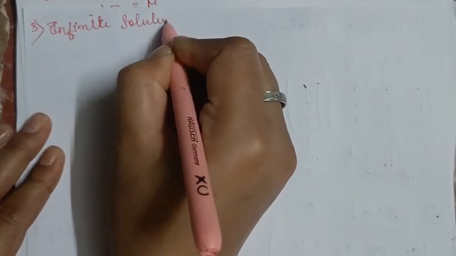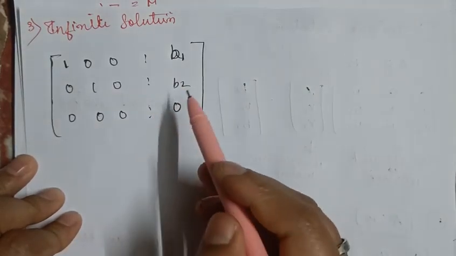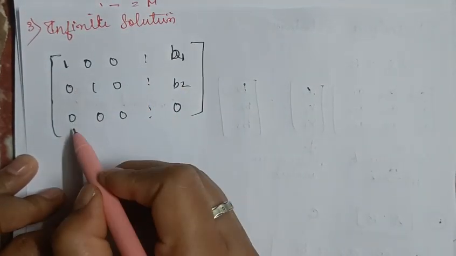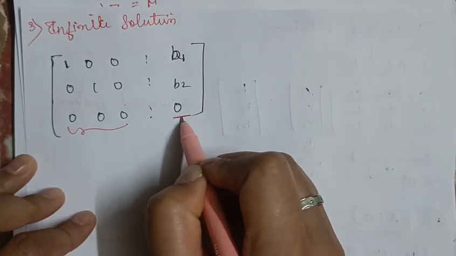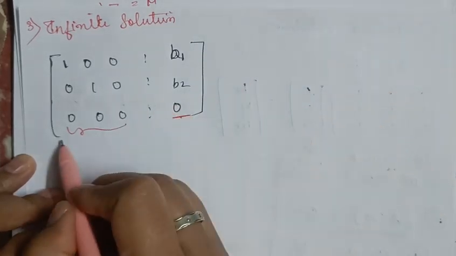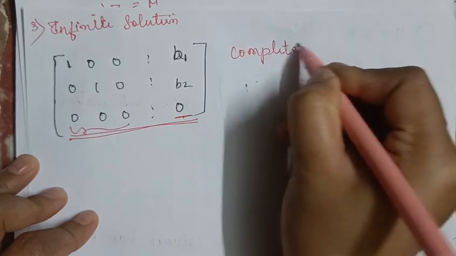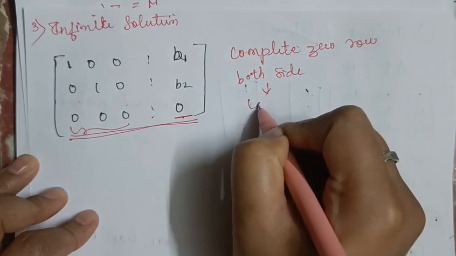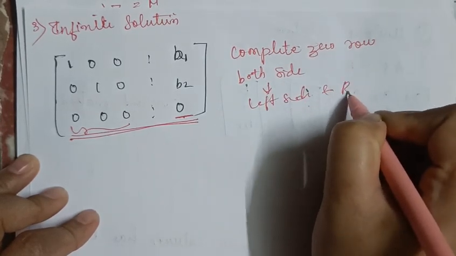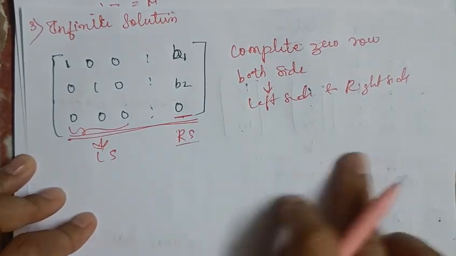For infinite solution also, I'll write the matrix and explain it to you. If you see this matrix, I have a 0 row, and the right side is also 0. If we have a complete 0 row on both sides, I am referring to the left side and the right side, both.